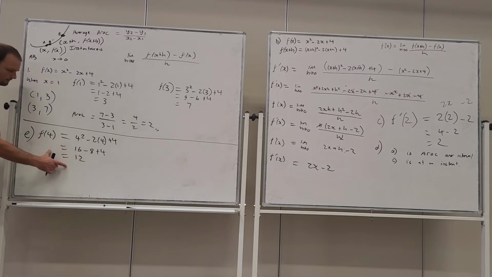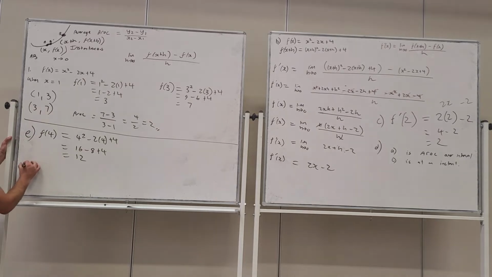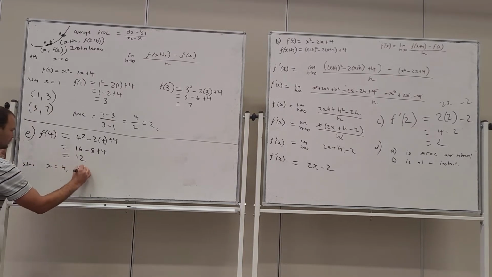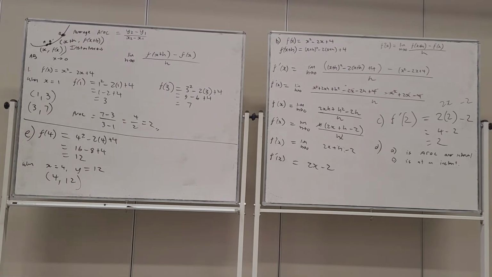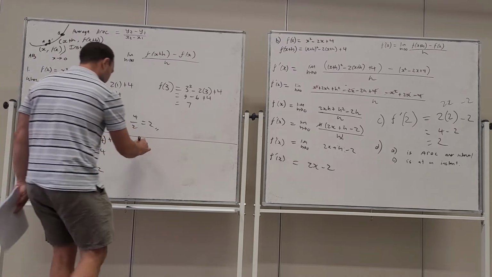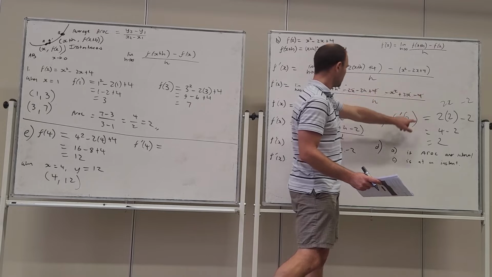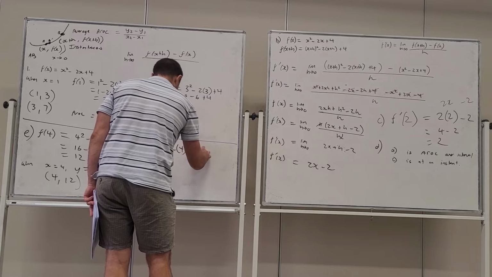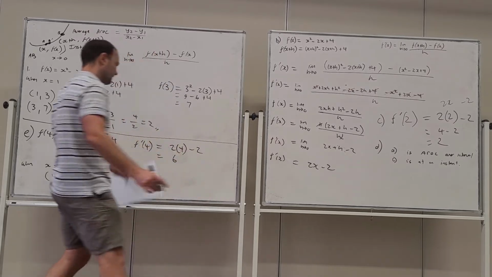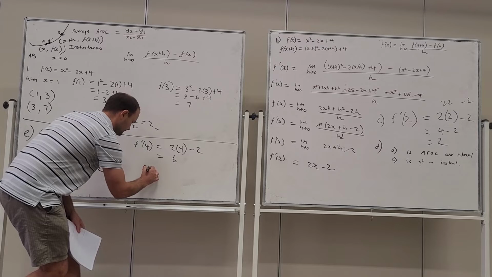What does this mean? When x is 4, y is 12. We've found a coordinate, 4, 12. Okay, let's find f dash of 4. Here's the f dash of x function. 2x take 2. What does it mean? This is the slope.